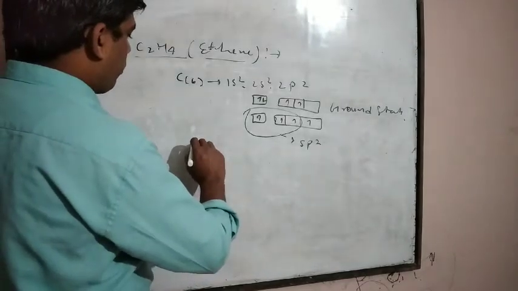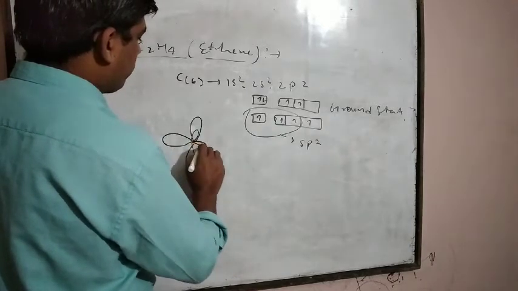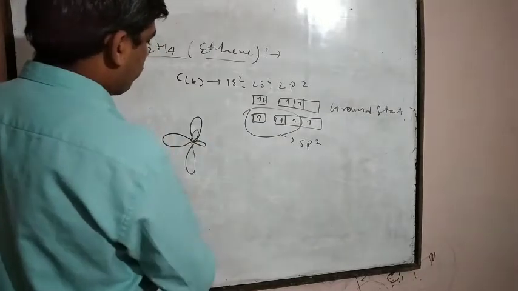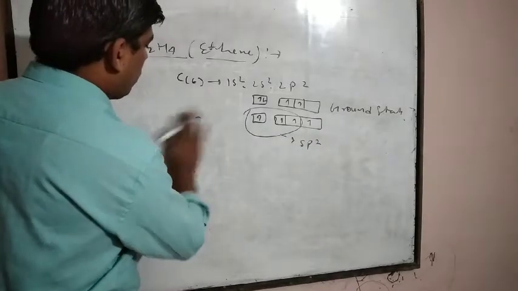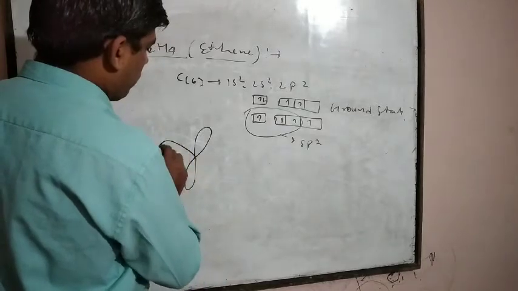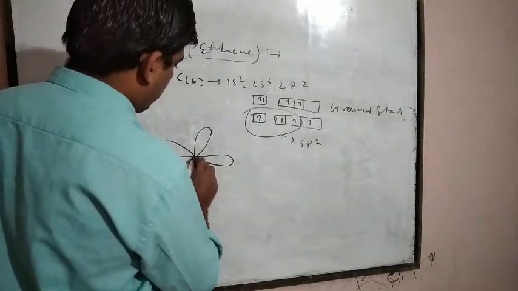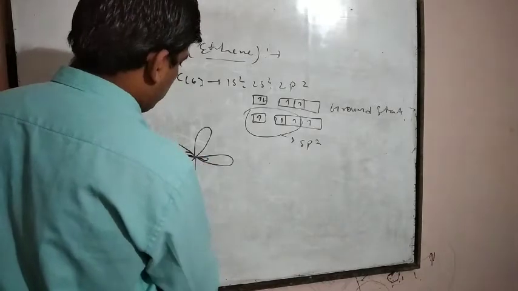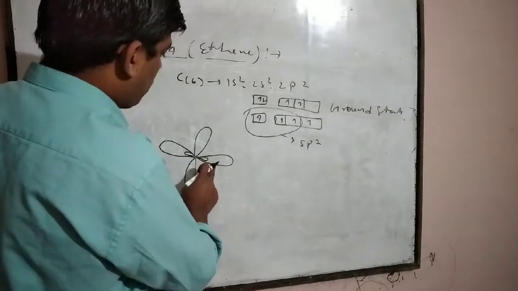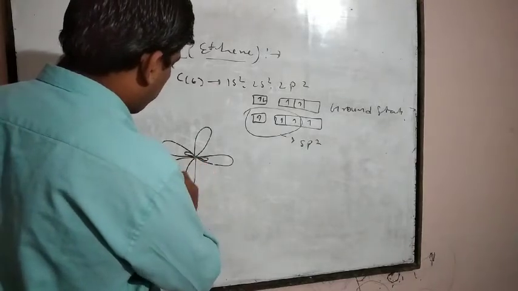Now the 3 hybrid orbitals are like this. This is the unhybridized orbital. This one is the unhybridized orbital. These are the hybridized orbitals, and one more hybridized orbital is present here.